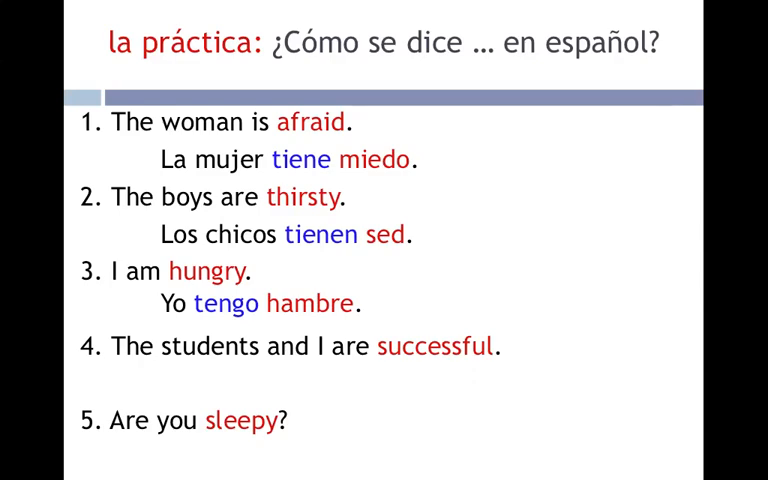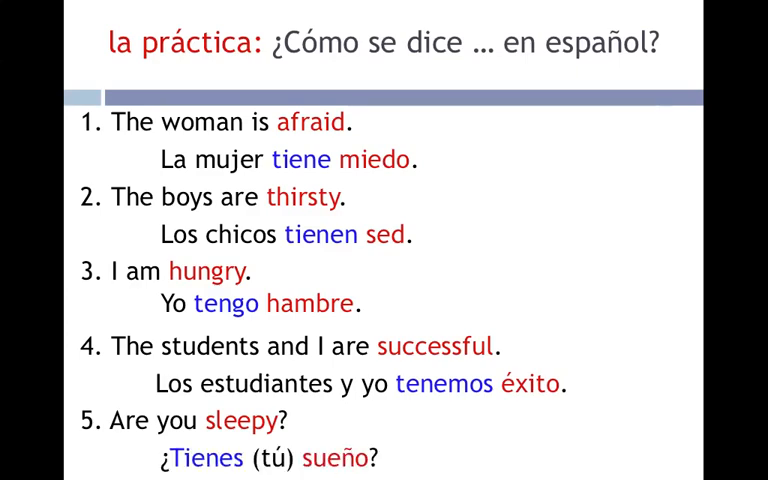¿Cómo se dice the students and I are successful? Los estudiantes y yo tenemos éxito. ¿Cómo se dice are you sleepy? ¿Tienes sueño? You could throw the tú in there or not. ¿Tú tienes sueño? ¿Tienes sueño?